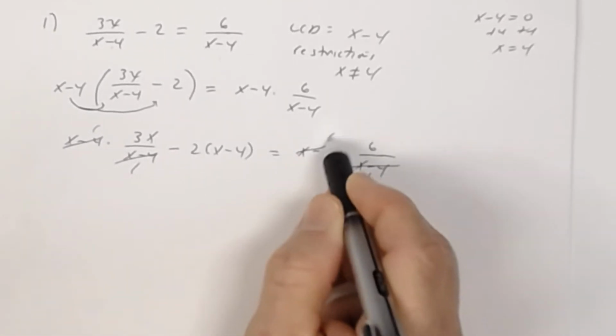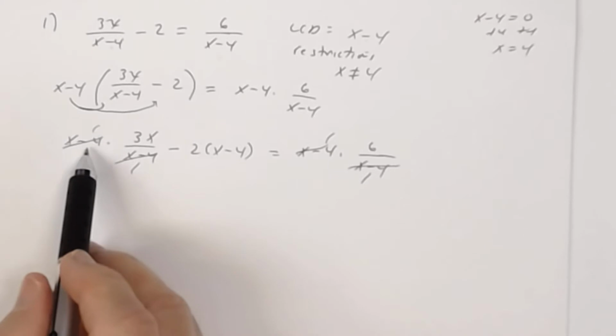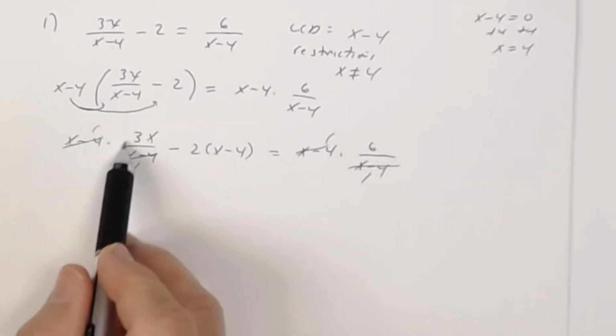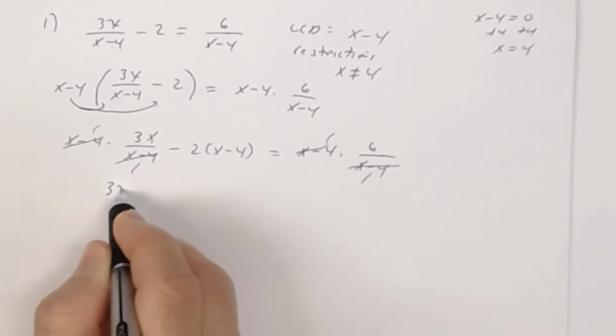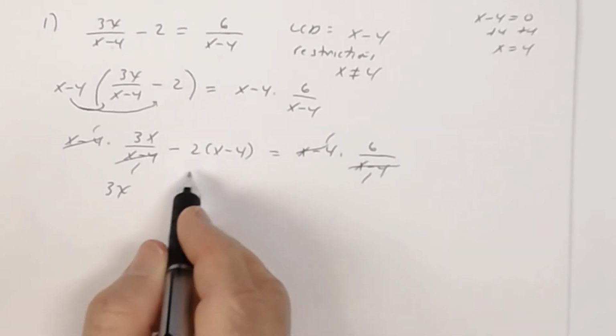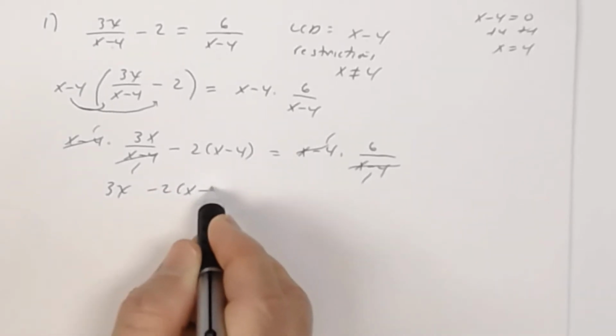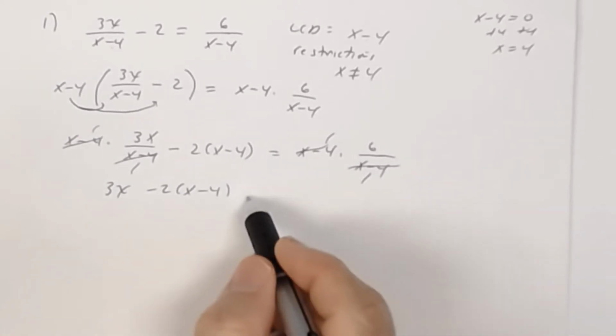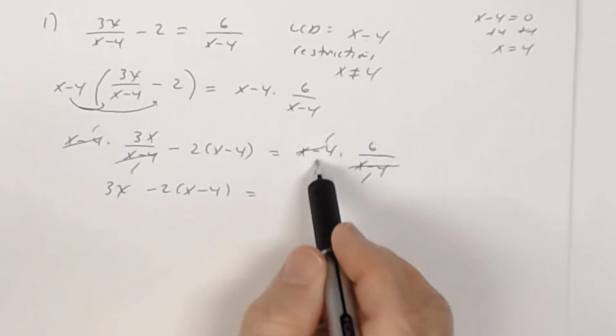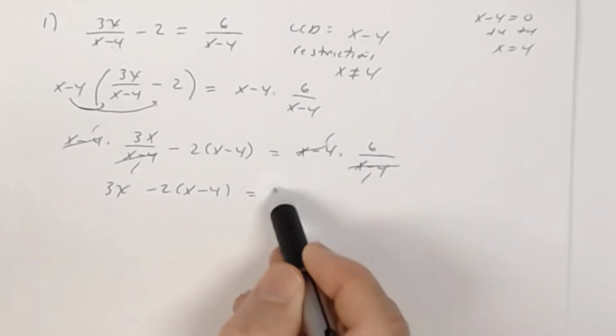These divide out again. And so now what you have is this: 1 times 3x is 3x. And I'm just going to go ahead and rewrite this over. Remember, all I want to do at this point is just to reduce. Equal, and then 1 times 6 is 6.